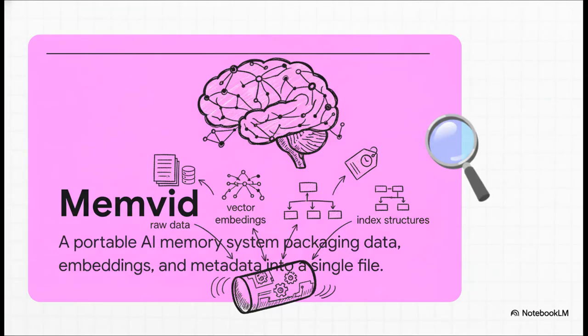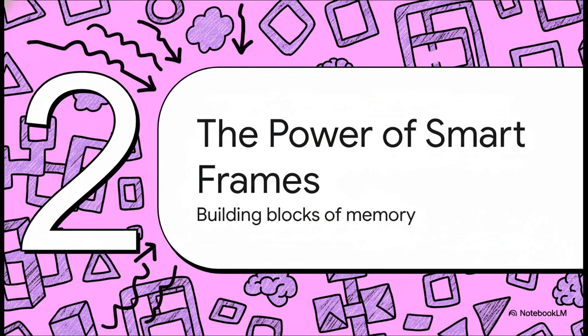So at its heart, Memvid is a system that just packs everything an AI needs to remember into one neat little file. We're talking the raw data itself, the vector embeddings, which are basically how the AI understands connections in the data, plus all the search tools and metadata. It's the whole shebang, a complete memory all bundled up. The real magic behind this whole video idea, it all comes down to a concept they call smart frames. These are really the fundamental building blocks for the entire memory system.